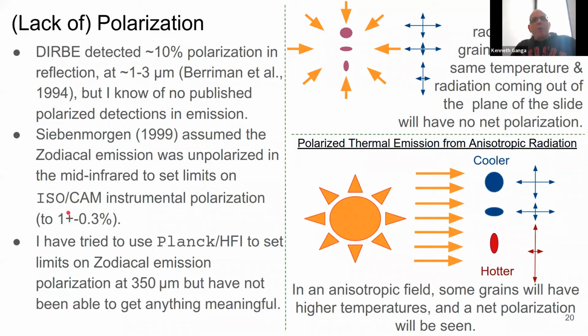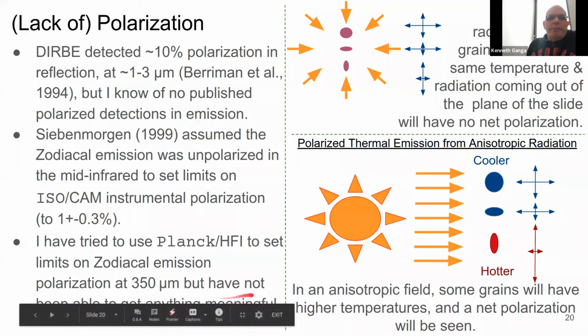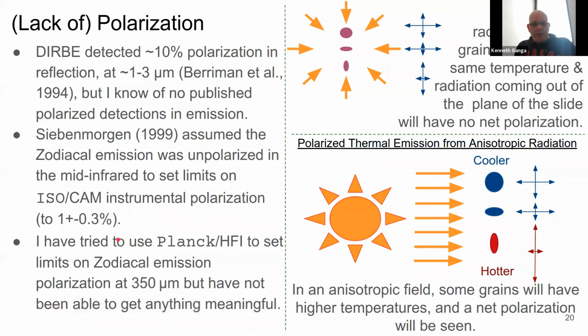So we can say that the upper limit on polarization is about 1%. I tried to do something with Planck, and I couldn't set any sort of limits. It was non-informative. But there are mechanisms that might give us polarization. You can imagine if you have dust particles that look like, I call them M&Ms, I think you call them Smarties maybe, but just oval-ish things.